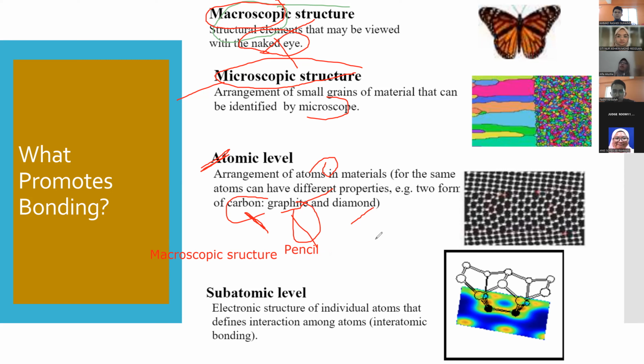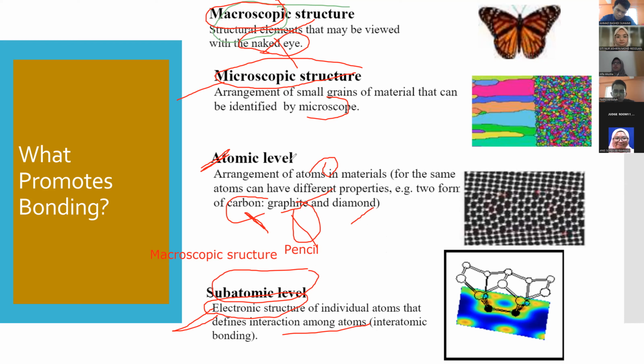And then, how can the carbon arrange itself to be graphite? What happens in this carbon? Now we talk about the subatomic level. The subatomic level is the electronic structure. Now we talk about the electron, the small parts of the atom. We talk about the electronic structure of individual atoms that defines interaction among atoms. This is the interatomic bonding.